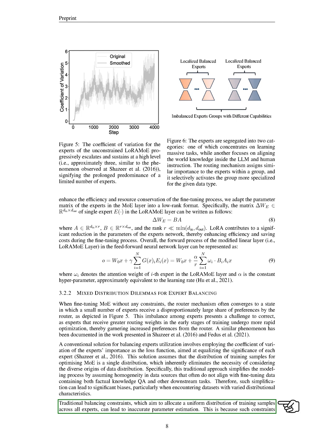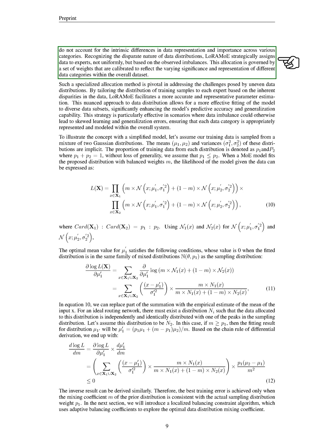Traditional balancing constraints, which aim to distribute the training samples evenly across all experts, can lead to inaccurate parameter estimation. This is because these constraints don't take into account the inherent differences in data representation and importance across different categories. Our approach, which we call LoRAMoE, strategically assigns data to experts based on the observed imbalances, not uniformly. This allocation is controlled by a set of weights that reflect the varying importance and representation of different data categories within the overall dataset.